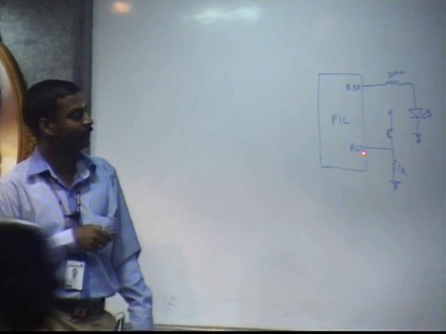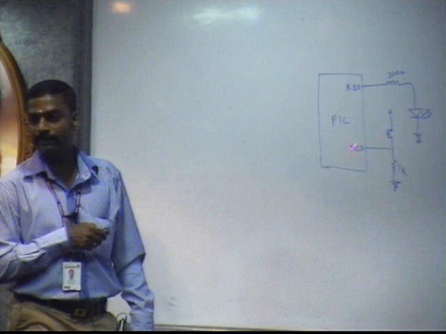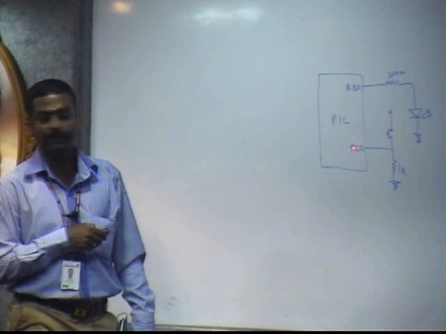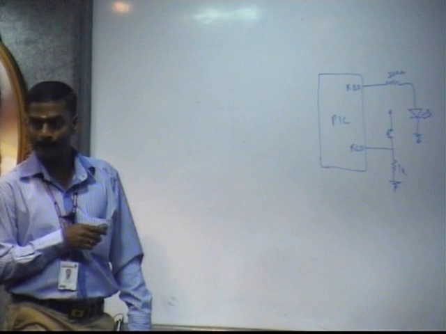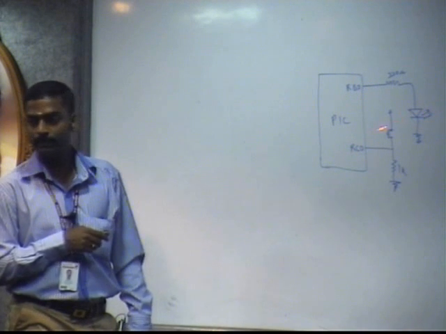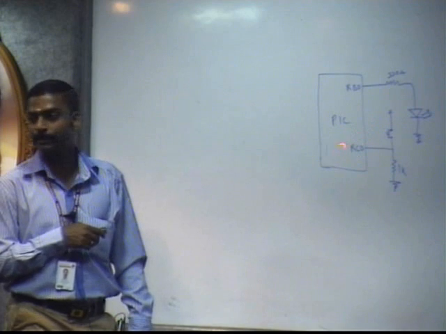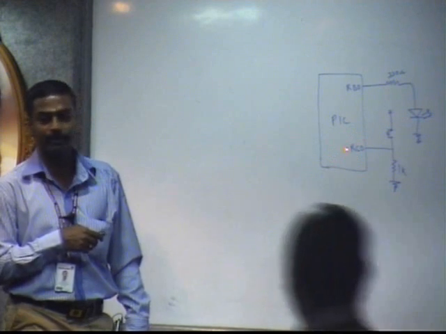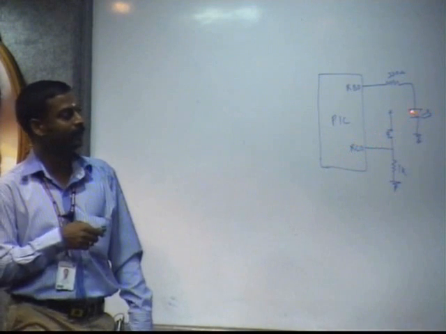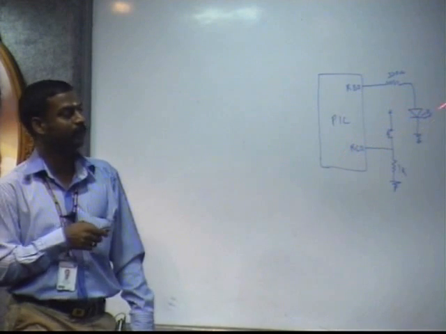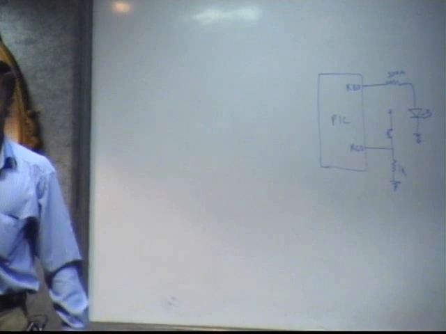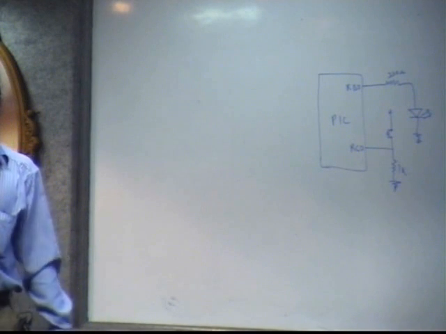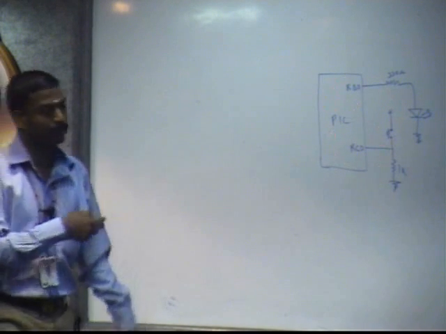So for that, first you make RC0 as input, RB0 as output. Then test this bit whether it is 1 or 0. If it is 1, then switch on the LED. If it is 0, switch off the LED. So there is no need of that delay program and all. Delay program is not required. So write the program for this.